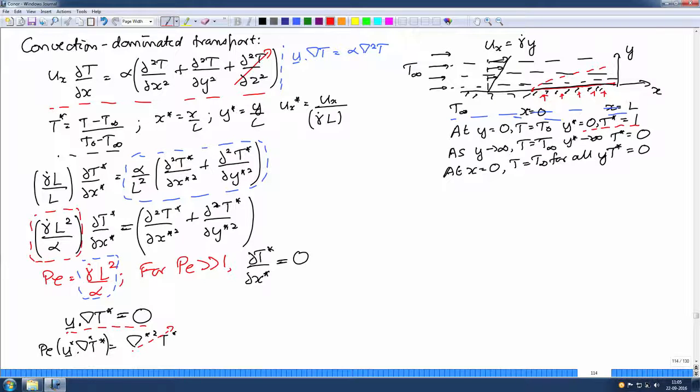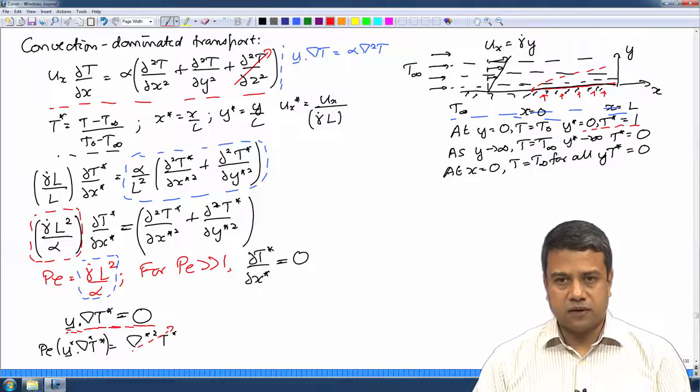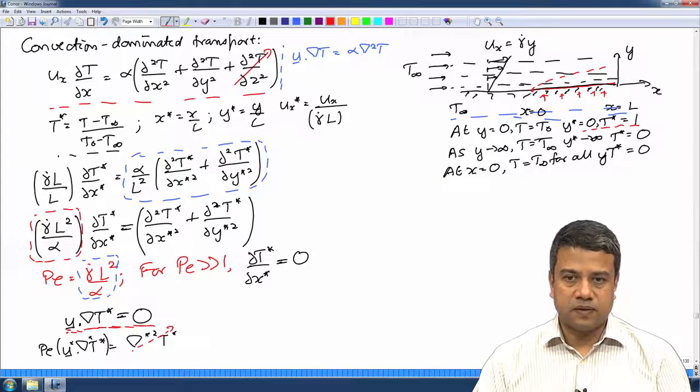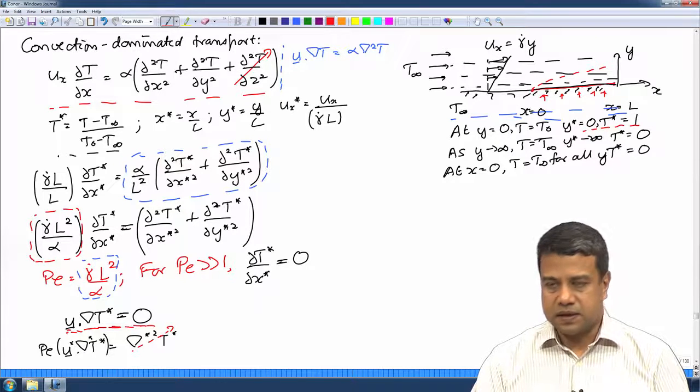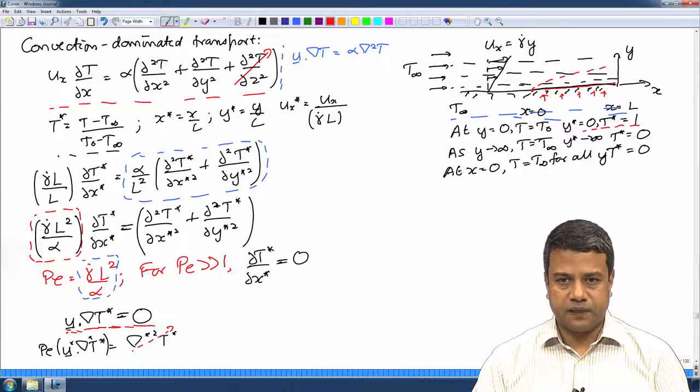If you neglect diffusion altogether, you just get U dot grad T is equal to 0, and the temperature is a constant, and there is no way to satisfy the boundary conditions. And we had gone to the origin of the problem. Why is it not possible to satisfy the boundary conditions? That is because in this case we have neglected diffusion.